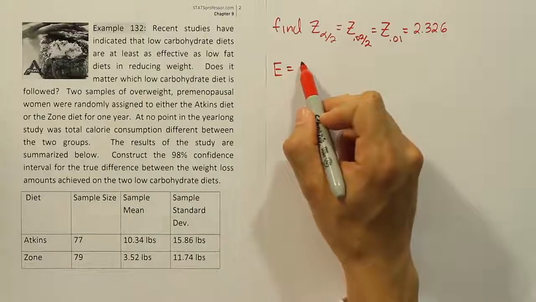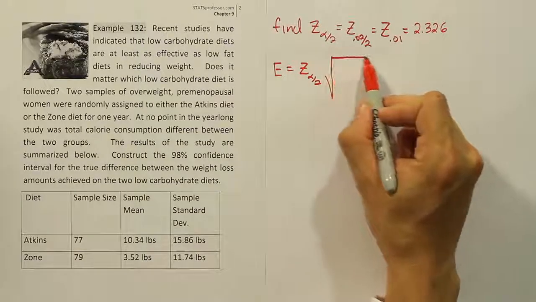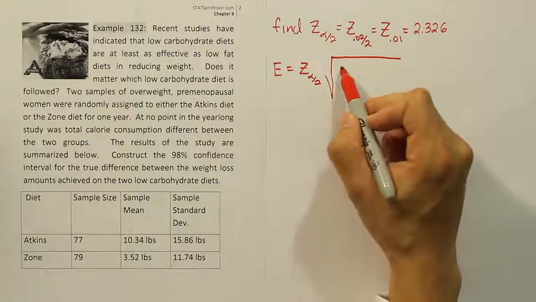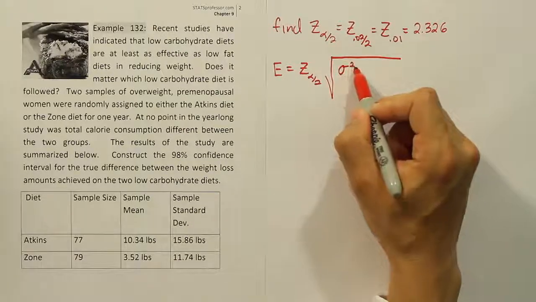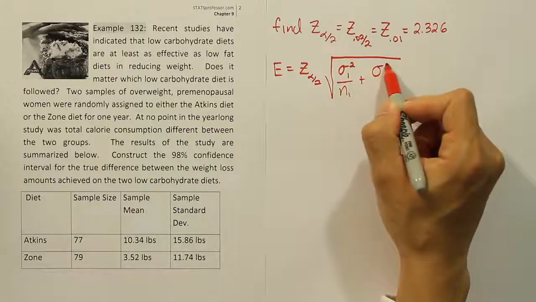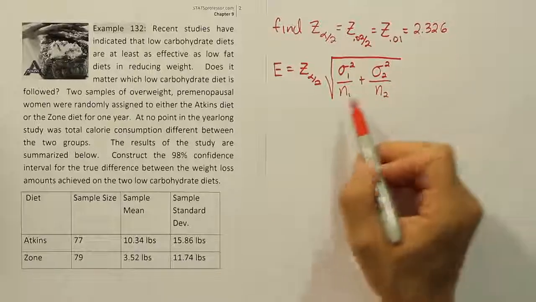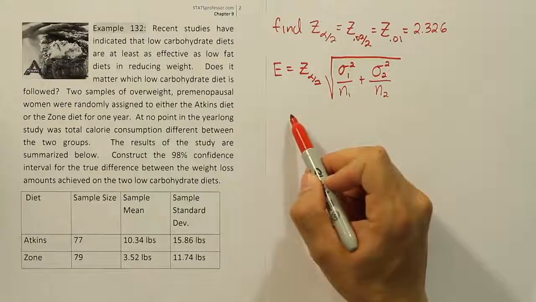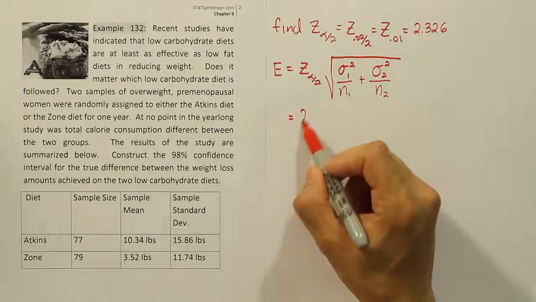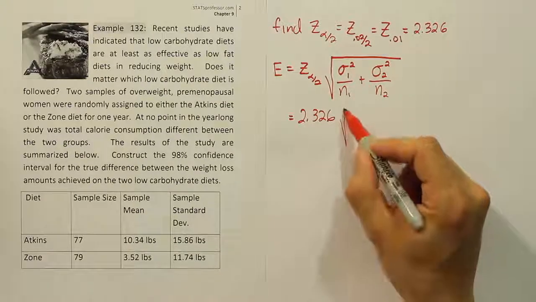So the margin of error formula, remember, is Z alpha divided by 2 times the square root of, and for this part of it, we're going to put the variance for the first group divided by the sample size, plus the variance for the second group divided by its sample size. All right, now to fill those numbers in for us, we're going to take the 2.326, and then we'll have this square root.